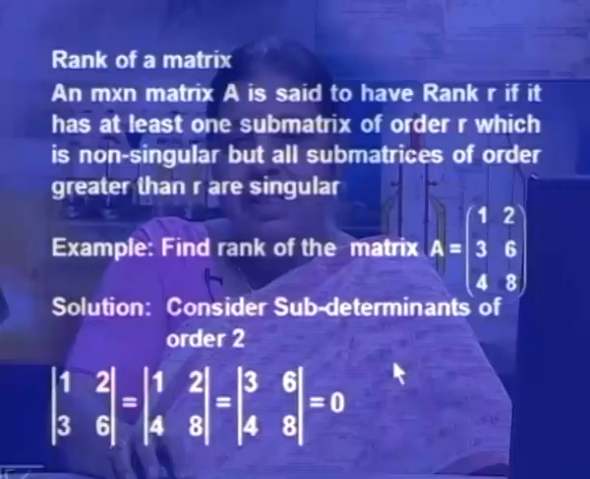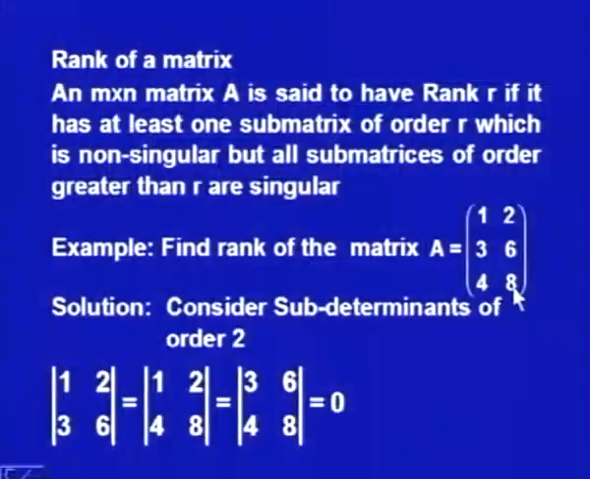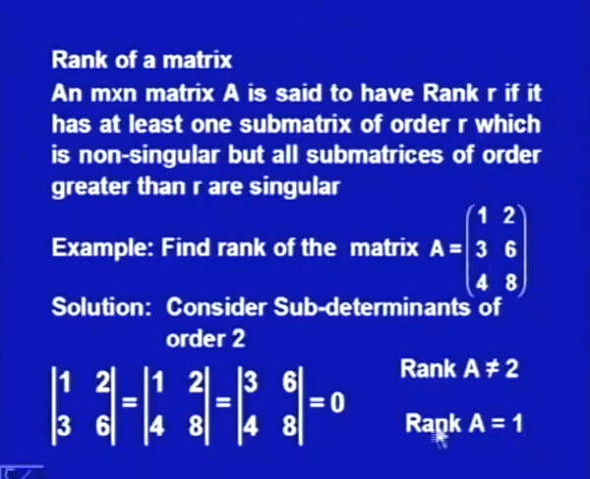So, let us see what is the rank of this matrix. We will consider submatrices of order 1. This matrix will have 6 submatrices of order 1, that is the elements themselves: 1, 2, 3, 6, 4 and 8, and their determinants are non-zero. So, we have a determinant of order 1 which is non-zero, and all determinants of order bigger than 1, they are 0. So, we can say rank of this matrix cannot be 2, but rank comes out to be 1. So, that is how we define rank of a matrix.